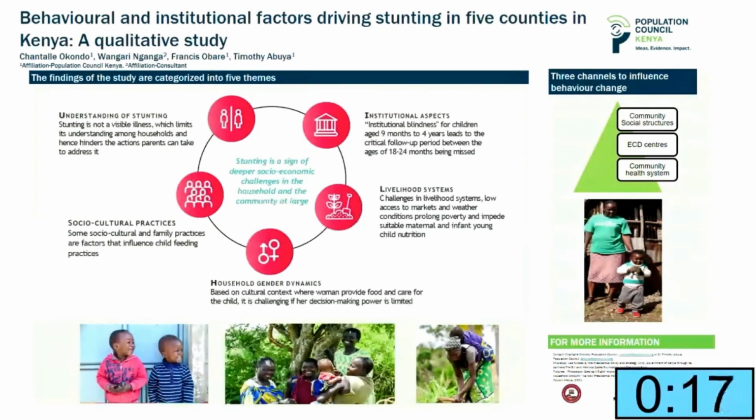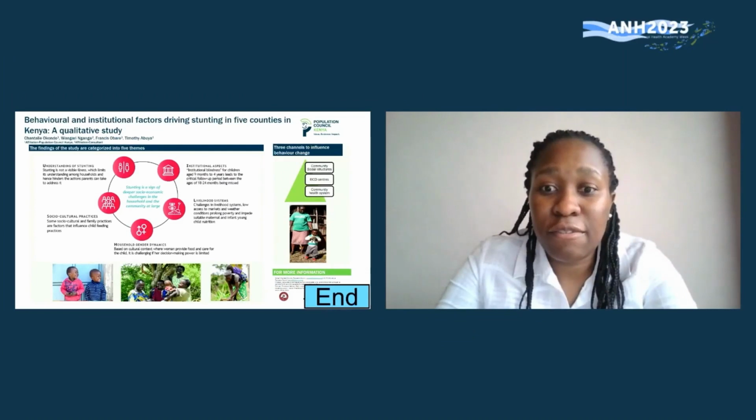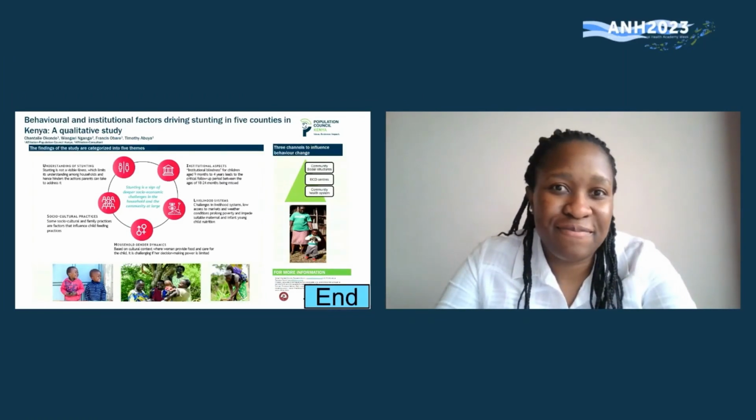The qualitative study was conducted in 5 counties with varying levels of stunting and different socioeconomic contexts. I hope you will join me at the poster viewing session to learn more about the 5 drivers of stunting we identified and the 3 main channels to influence behavior change.